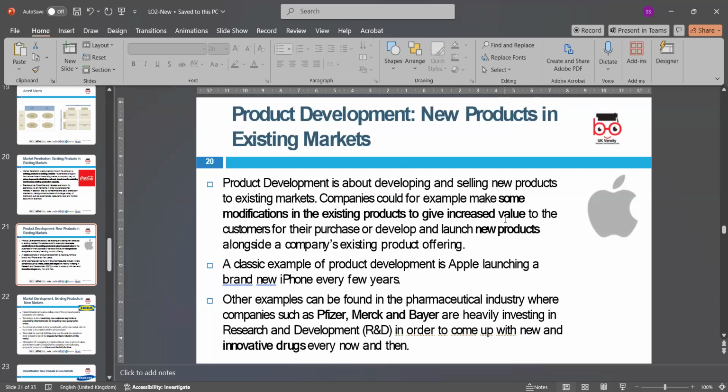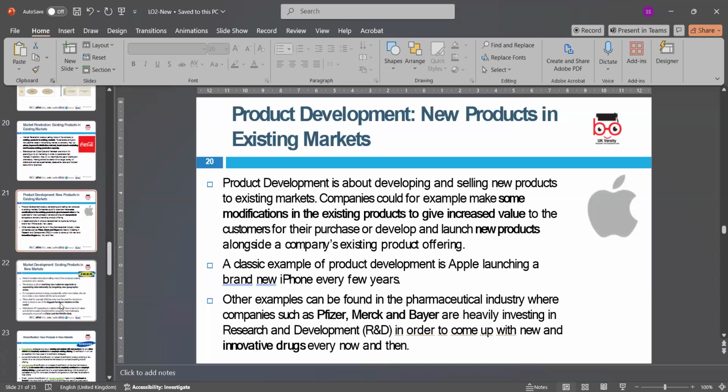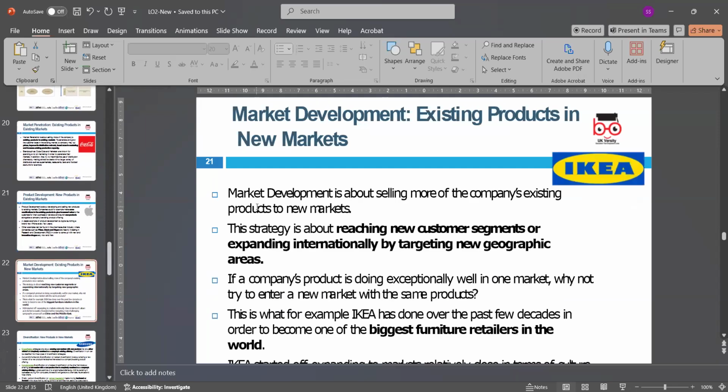There is another example on the medicine side: Pfizer, Merck, Bayer. They are heavily investing in research and development, and they come up with innovative drugs every year. So they try to introduce new drugs to the existing market. Market development is an existing product in a new market, because you are going to explore a new market.